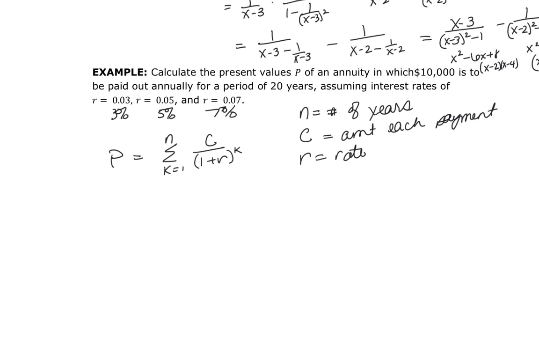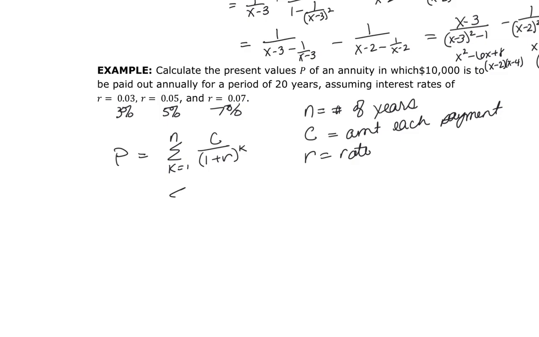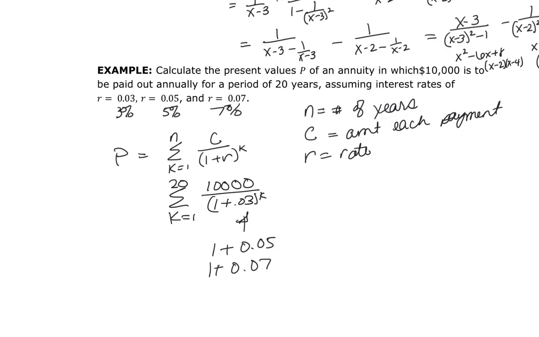So it'll be the summation of k equals 1 to 20 of 10,000. Is that 10,000? No, I think I got one too many zeros. Yeah. Gosh darn it. 10,000 over 1 plus either 0.03 raised to the k, or 1 plus 0.05, or 1 plus 0.07. So they're all pretty much the same thing.